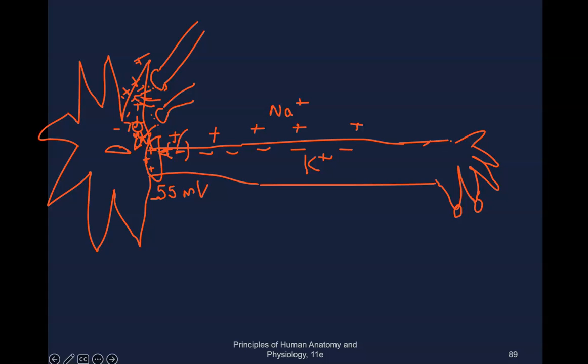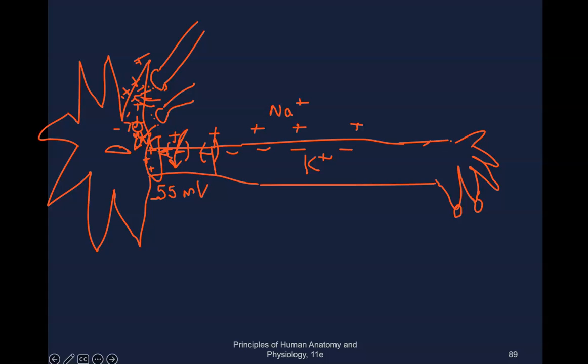Now, sodium is going to rush in here. You can see this from my diagram. And as that sodium rushes in, it's going to trigger these neighboring sodium voltage gated channels to open as it brings this membrane potential up to negative 55 millivolts in this area. So now in this area, we've triggered all of the sodium gated ion channels to open.